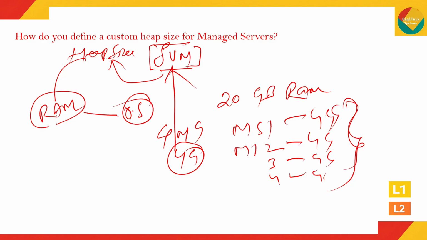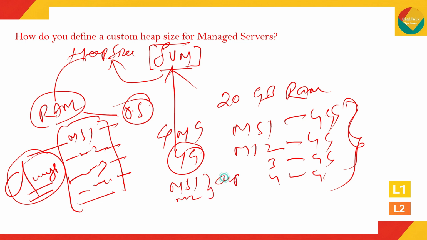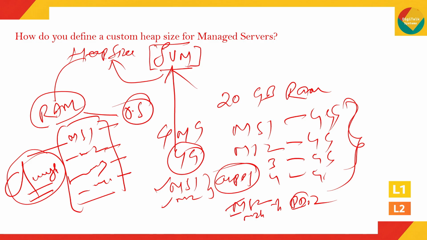So now, how do you define a custom heap size for a managed server? For example, I have managed server 1, managed server 2, managed server 3, and managed server 4. If they are part of the same cluster where we have deployed the same applications, then definitely we want the same heap size, the same set of configurations, for each server in the cluster. But it could be possible that you have 2 servers which belong to a different application, and then you have managed server 2 and managed server 4, which belong to a different application, like application 2. So you may need to define a custom heap size for different managed servers.